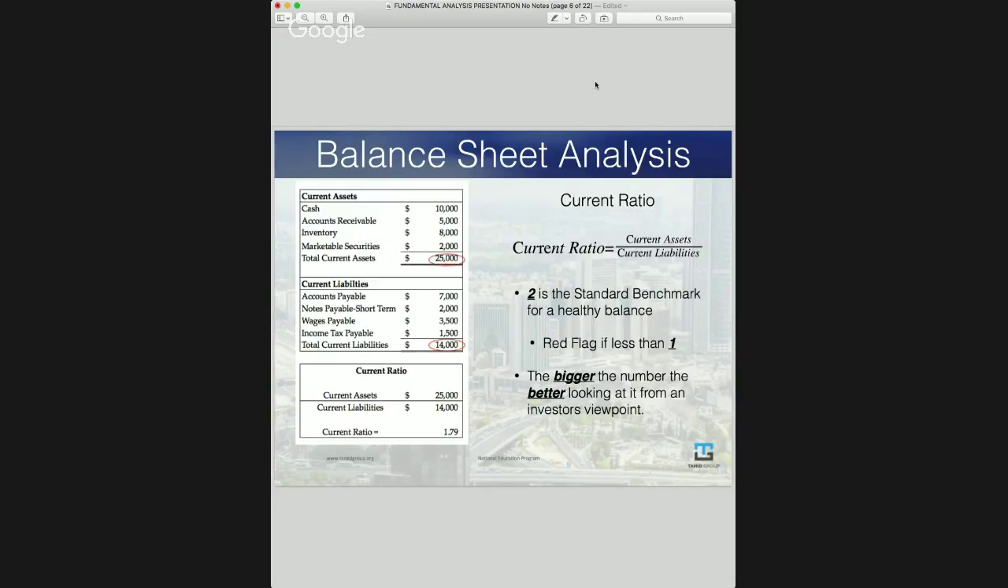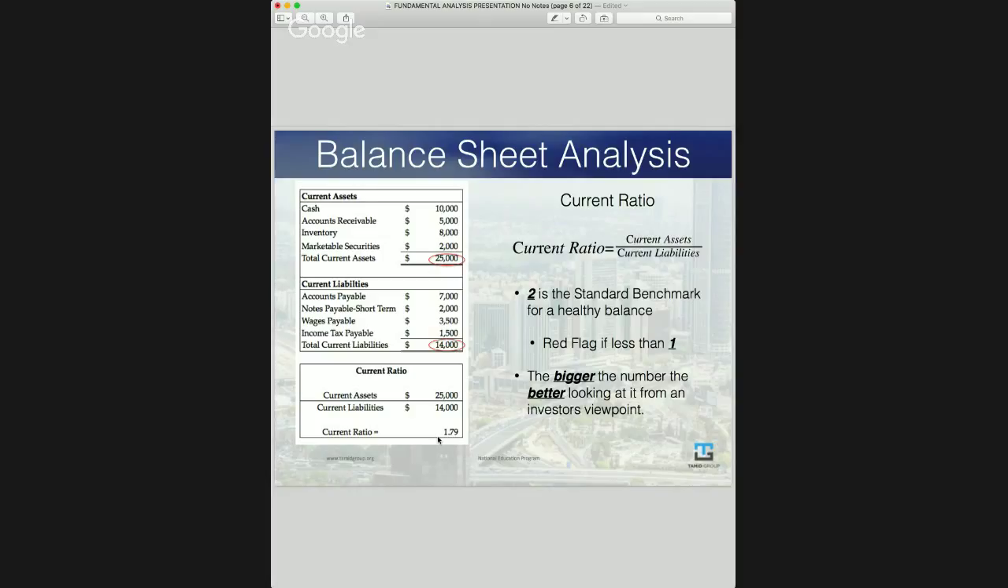But what they're going to give you is the current assets and current liabilities, and we're going to want to know what the current ratio is, aka how your current assets compare to your current liabilities. The current ratio is going to be equal to your current assets over your current liabilities. And as you can see for this example corporation we have on the left here, you have $25,000 worth of current assets, $14,000 worth of current liabilities. When you put those two over each other, you get your current ratio equal to 1.79.